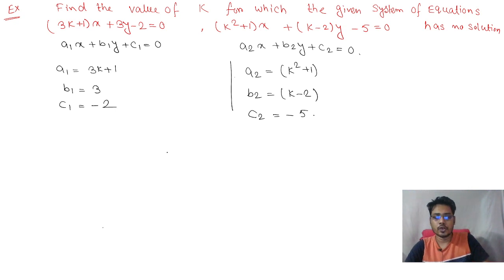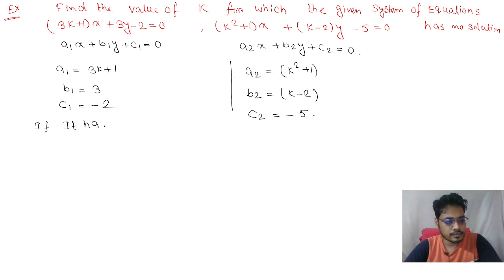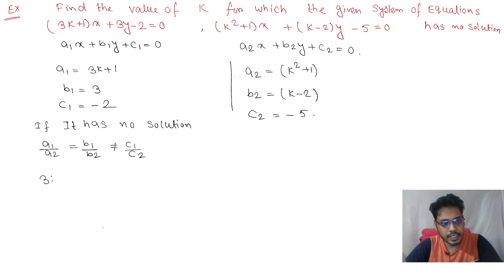Now it has no solution. So that means a1 by a2 is equal to b1 by b2, but it is not equal to c1 by c2. We know this. So a1, that is 3k plus 1, by a2, k square plus 1, is equal to b1, that is 3, by b2, k minus 2, and it is not equal to minus 2 by minus 5.